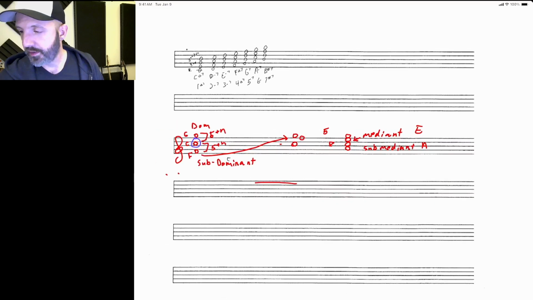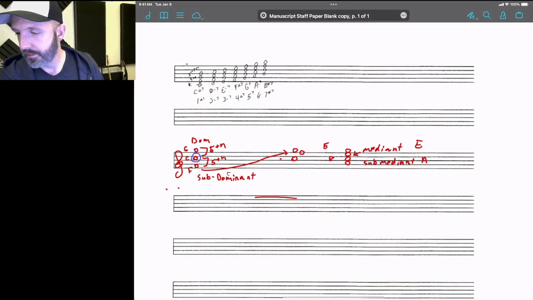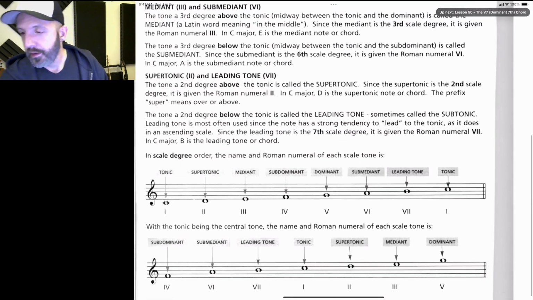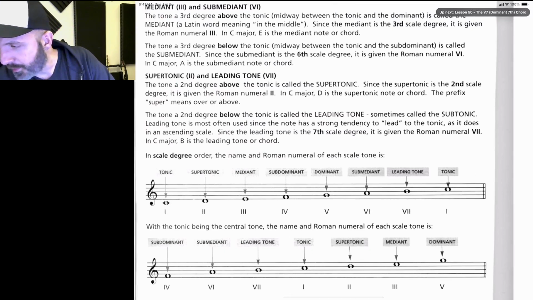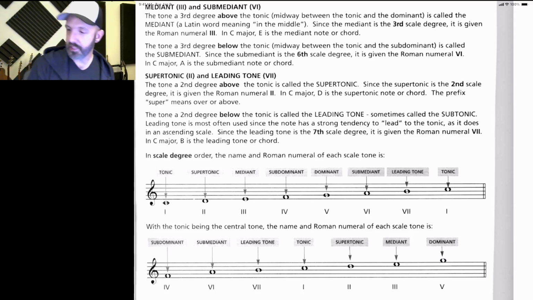Hold on a second. Let me see if I can add this to my music theory. Yes. All right, so that way I don't have to drive you guys crazy here. Okay. The tone below the tonic, midway between the tonic and the subdominant, is called the submediant. Submediant is the sixth scale degree. All right, it's given the Roman numeral 6 and a C major A.